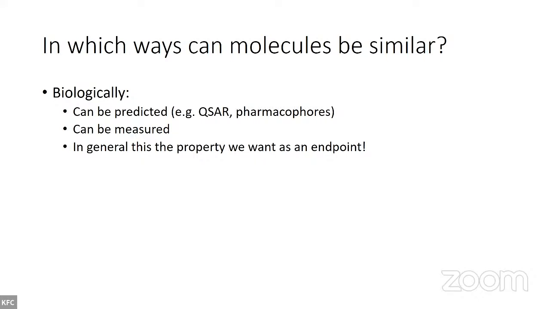Then another way in which molecules can be similar is biologically. This is something that we can predict. We can predict some activity using QSAR, which will be talked about later today, or pharmacophores, or whatever model we try to build. It can be measured as well, of course. But on the other hand, often when we are doing similarity-based experiments, this is the endpoint. This is the thing that we want to predict. Using similarity, this is rather what we want to have as our endpoint, not as our input that we use to score our similarity.